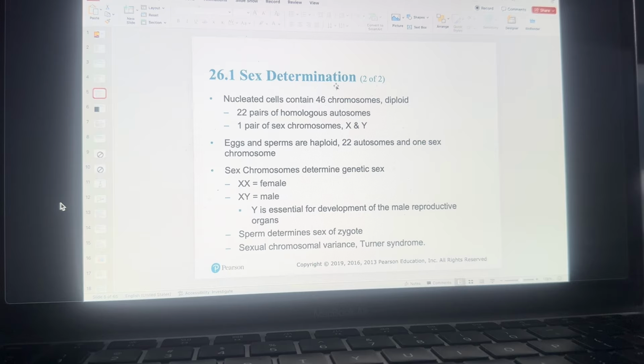Now, there's some variance to that. Sometimes things get crossed over incorrectly, or you gain an extra chromosome, and that can give you different variations of sex determinants and sexual characteristics, right? So you can have XXY or XYY or just an X, right? And some of those variants and different patterns of chromosomal arrangements are not viable.